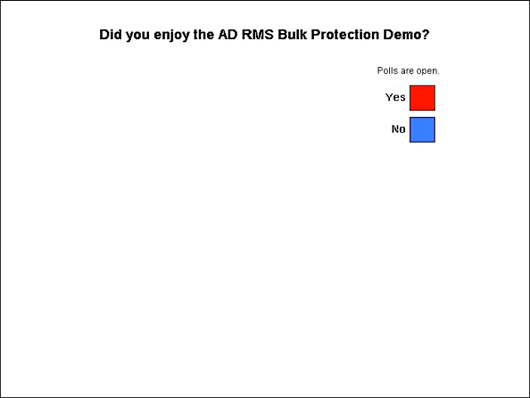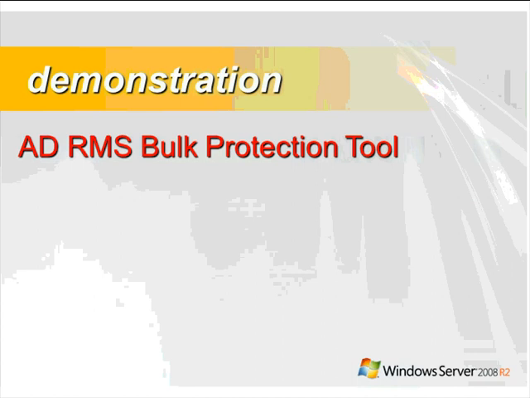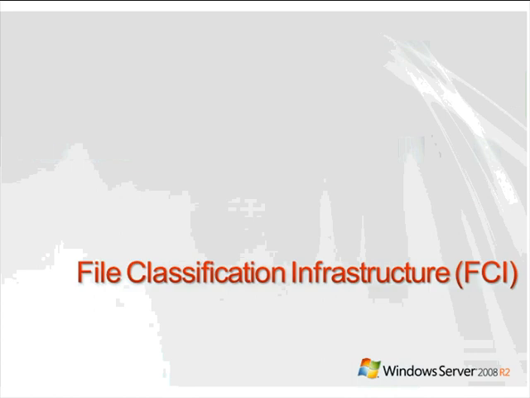Now in this you have seen that I have been using my Windows 7 client for doing that. I don't require a dedicated server. Just on the client side, if I have the RMS bulk utility, I can go ahead and encrypt my data. So thank you all for your feedback. I guess most of you have liked the feature. We will now continue with our next presentation, that is on the FCI part.